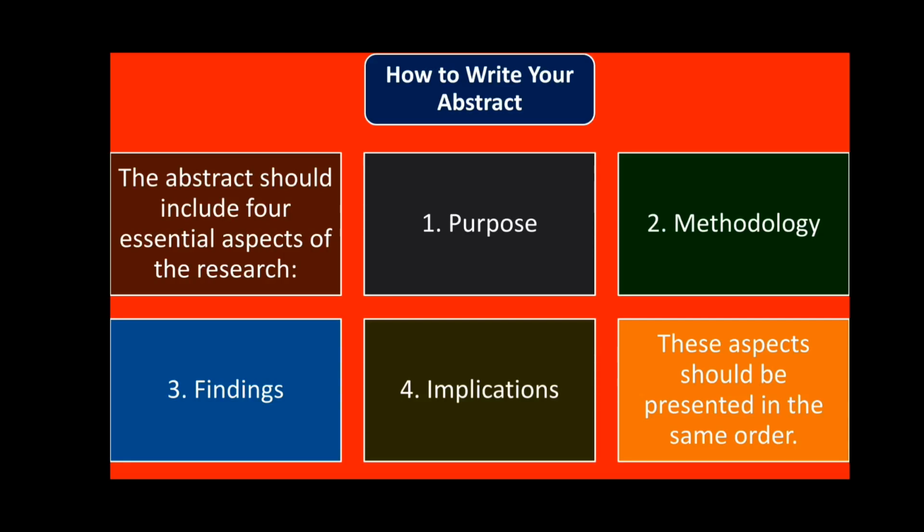or PhD level. So the abstract should include 4 essential aspects of the research. First, the purpose. You must mention what is the purpose of this research. Second, what methodology you use to answer your research question. Third, what did you find about this research? What were your results? What were your findings? Right? What was your conclusion?